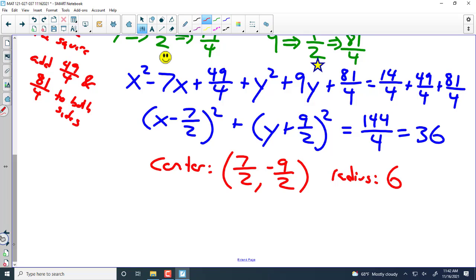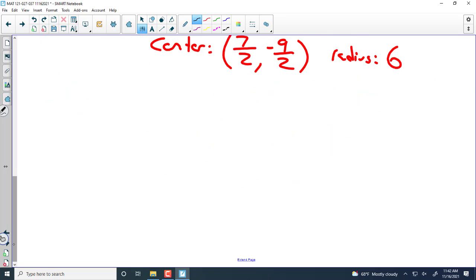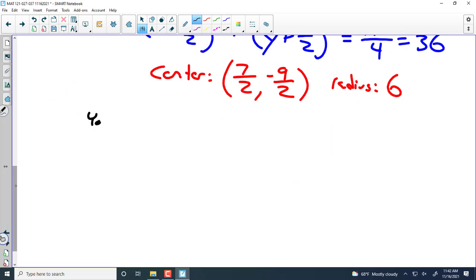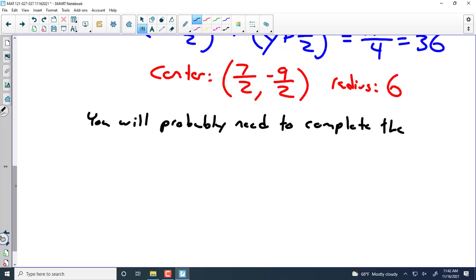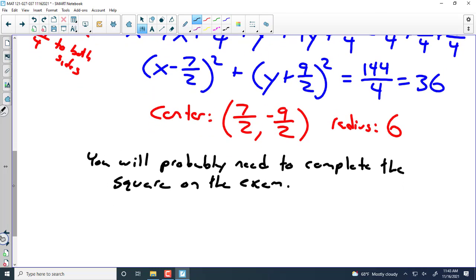Not every problem in the homework requires you to complete the square, but I was going to say you have to complete the square on a circle, but that doesn't sound right. Here's a circle, complete the square. Tell that to someone, give them a headache. Yeah, you'll probably need to complete the square on the exam.